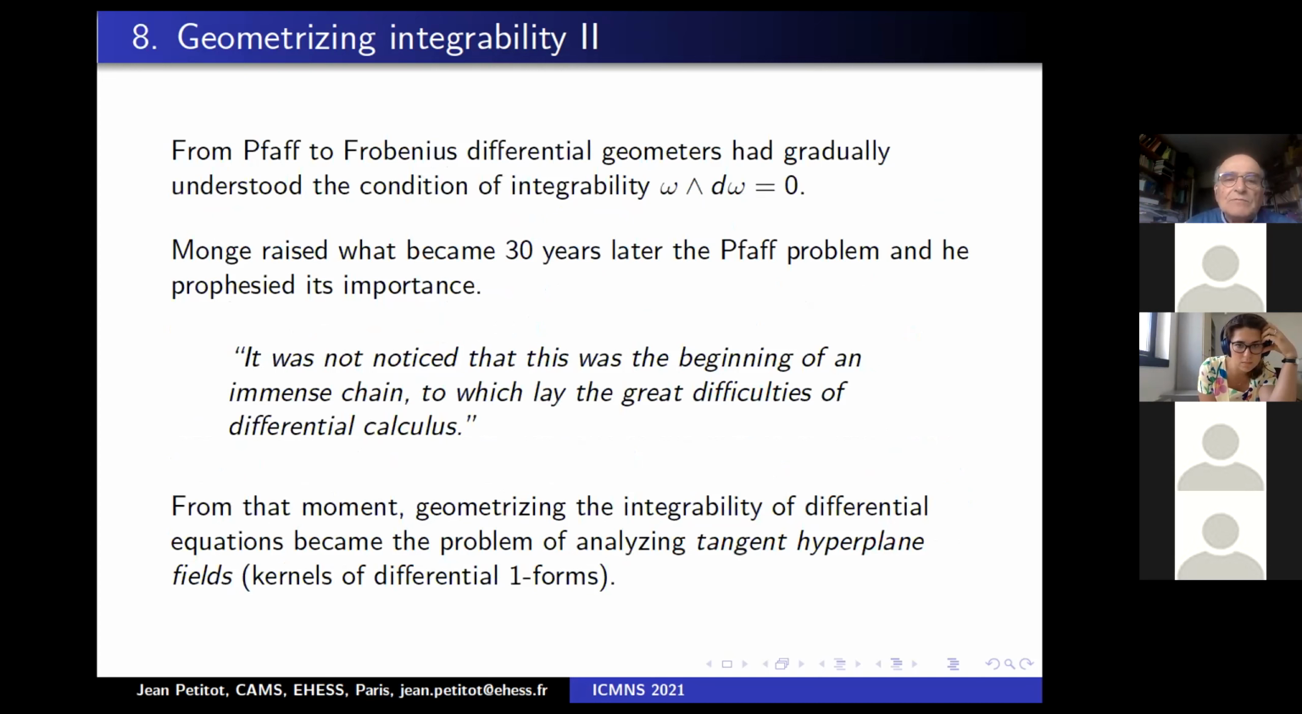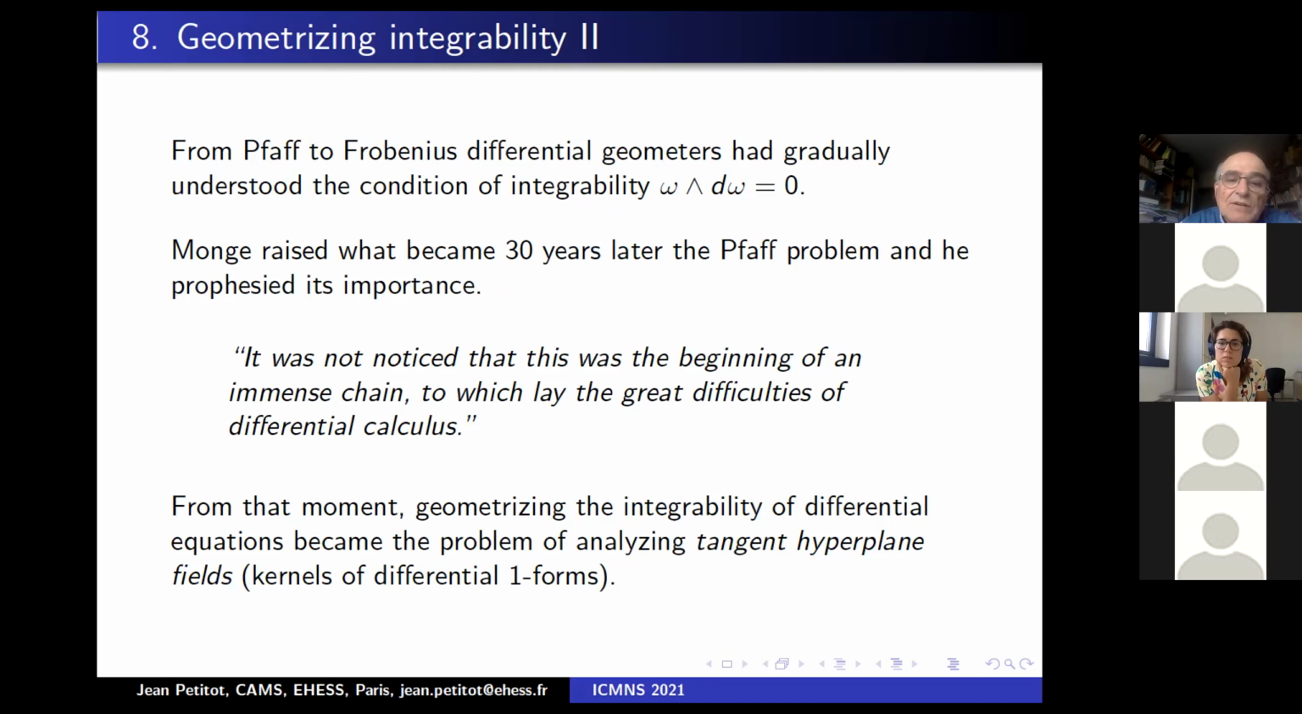And from Pfaff to Frobenius, differential geometers had gradually understood the very deep condition of integrability: omega is a one-form, omega wedge d omega, where d omega is the differential of omega, equals 0. Monge raised what became 30 years later the well-known Pfaff problem, and he prophesied its importance.